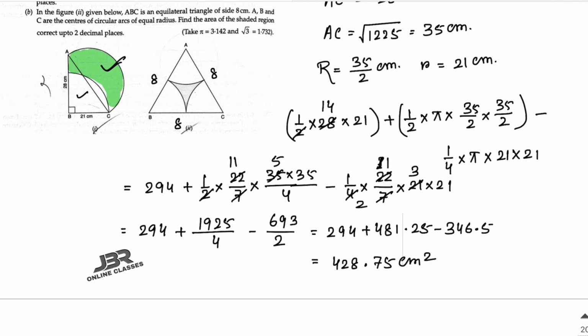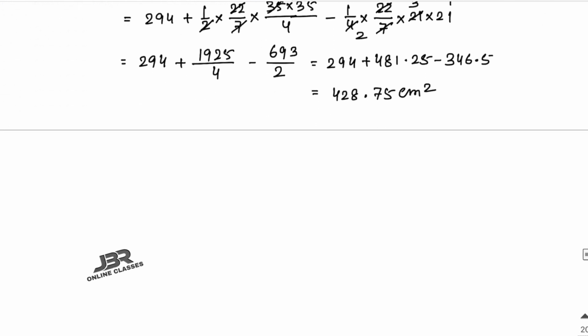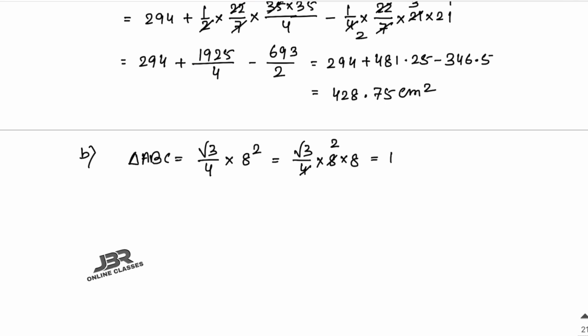So first you have to find out the area of the triangle, and for an equilateral triangle you know the formula. For triangle ABC the formula will be root 3 by 4 times side square, means 8 square. So root 3 by 4, 8 into 8, 4 cancels out, here 16, so 16 root 3 centimeter square. Correct up to 3 decimal places, write down 27.712 centimeter square, because you know root 3 equals 1.732.